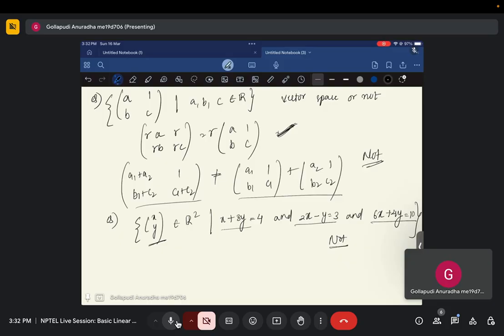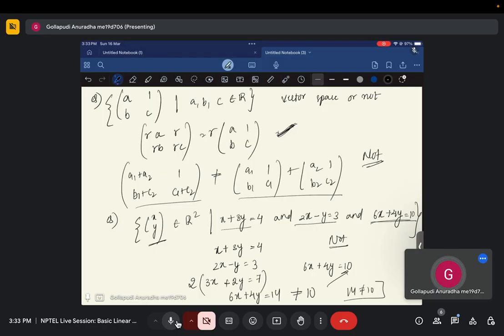Not a vector space. Yeah. First of all, these conditions, if you check closely, 2x minus y is equal to 3. Then suppose I am adding this, then I will get 3x plus 2y is equal to 7, and I have this condition here that 6x plus 4y is equal to 10. So if I multiply by 2, then it's going to be 6x plus 4y is equal to 14, which is not equal to 10 here, right? So 14 is not equal to 10.